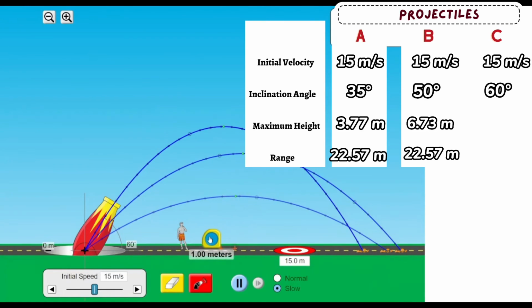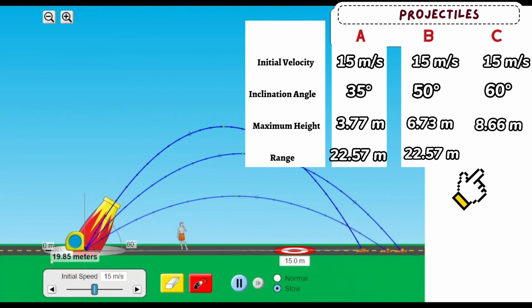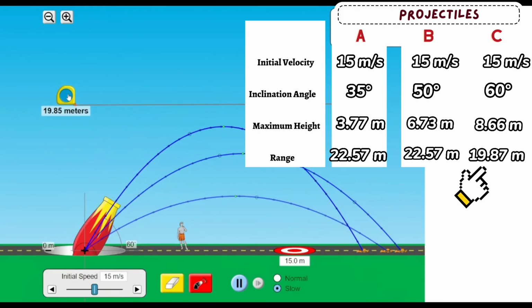Now let's go with projectile C with an inclination angle of 60 degrees. Now let's find its maximum height and range. We get a maximum height of 8.66 meters and a range of 19.87 meters.